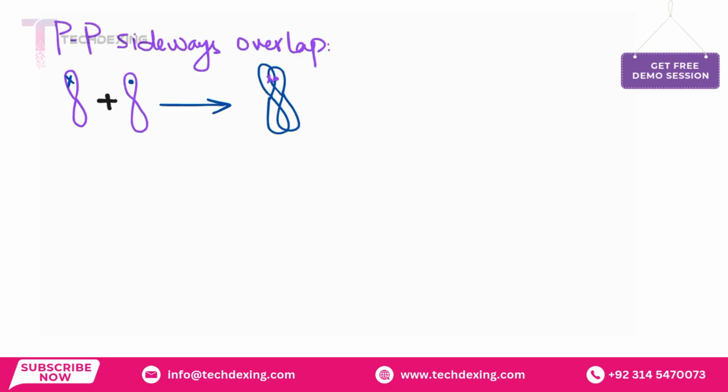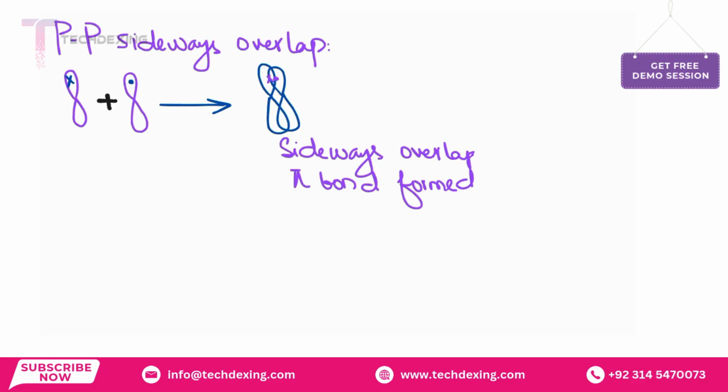So this is the sideways overlap, and as a result of the sideways overlap, a pi bond is formed. So from this one discussion we can conclude that there are two types of the covalent bond. The one is the sigma bond and the other one is the pi bond.